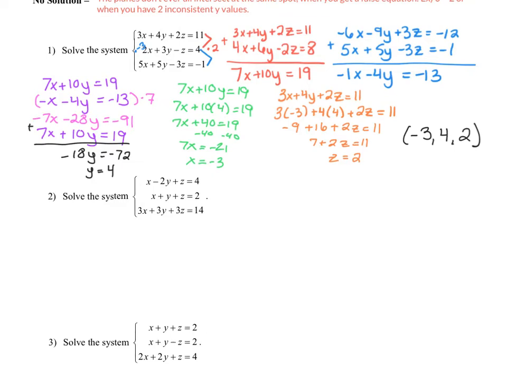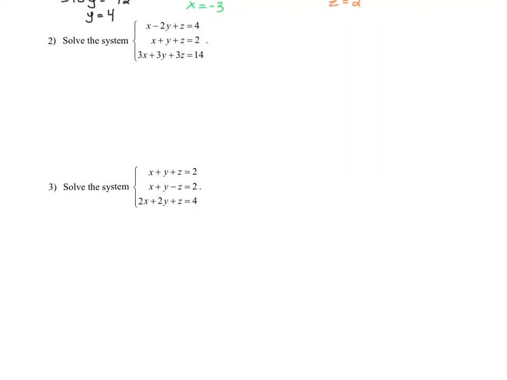Now we're going to go through examples 2 and 3, which will give us some examples of what infinite solutions or no solution could look like. So when looking at number 2, the first thing I notice is when I look at my first two equations, that if I were to subtract my first two equations, both x and z would eliminate. So right away, I can see that something unusual is going to happen.